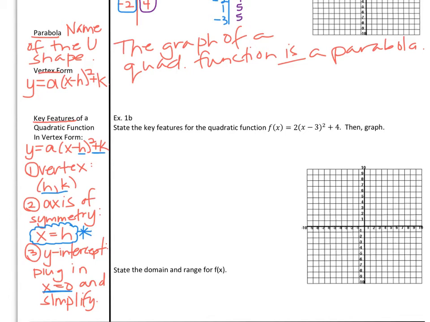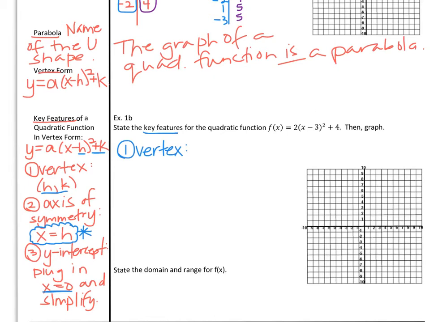Here's what it looks like on the right-hand side. It says, state the key features for the quadratic function f of x equals 2 times x minus 3 squared plus 4. Then graph. We should be able to do this without having to make the big table. Thinking about our key features, the first thing that we'll determine is the vertex.